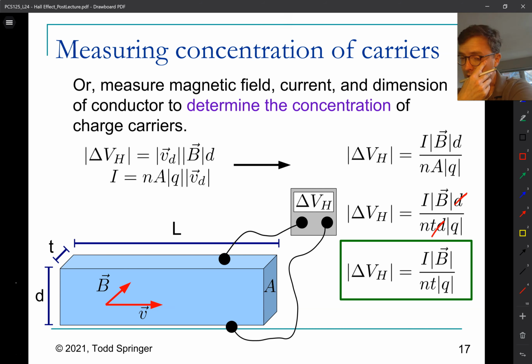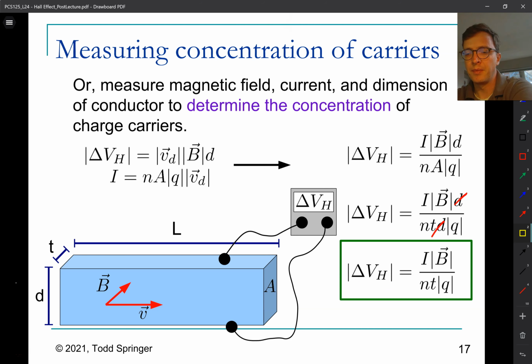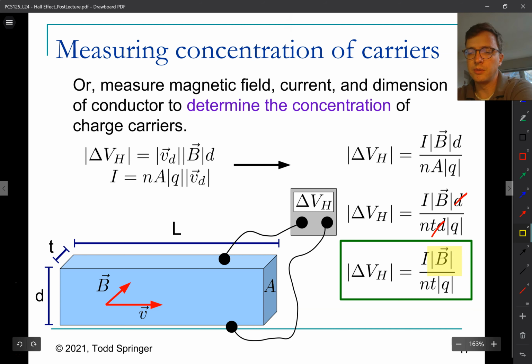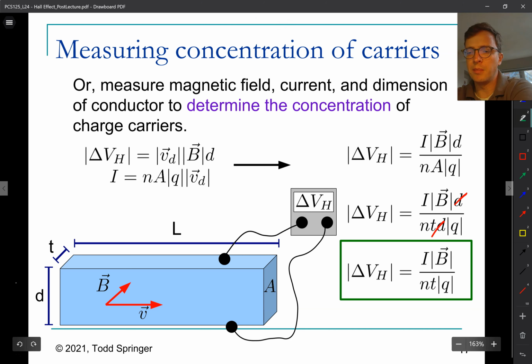Also a very interesting formula because, for example, I can measure this with my voltmeter. I just read it off of the voltmeter. I can measure the current. Easy. I can measure that by reading it off of an ammeter. And maybe I can measure the magnetic field using a compass or whatever. And T is easy to measure. That's just a distance I can measure with a ruler. And then I can learn about how many charges I have in the material, or the concentration of charges. I can learn how dense the charges are that are flowing, carrying the current in the material. That's really, really interesting. I can learn about the properties of the material just by performing this Hall effect measurement.